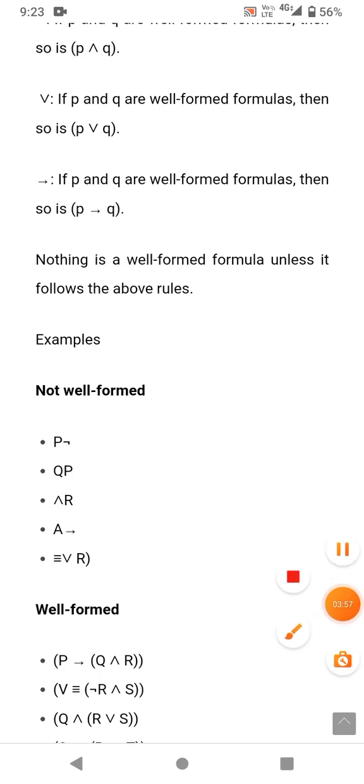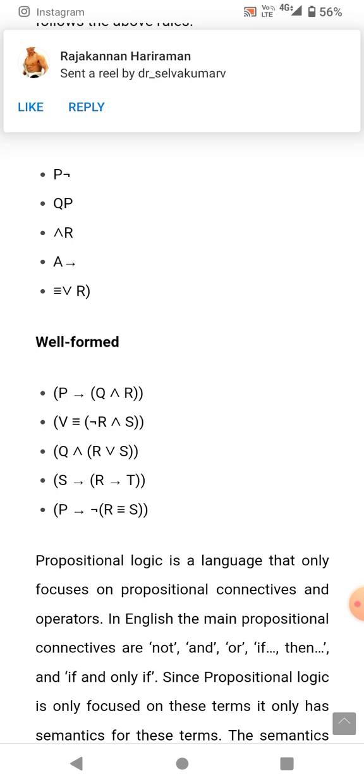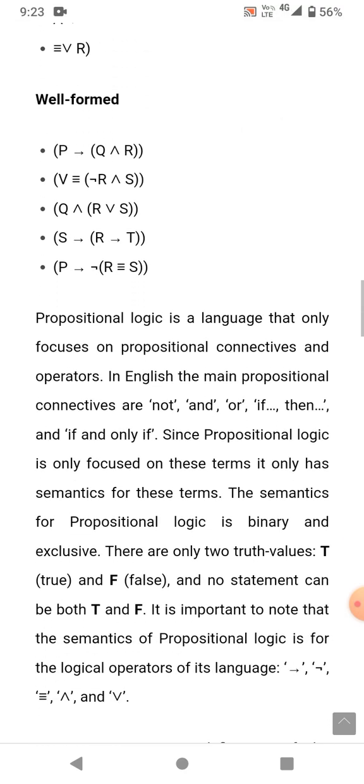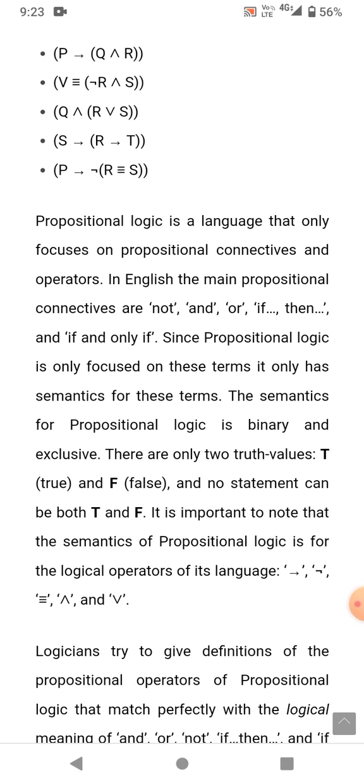Propositional logic focuses on propositional connectives and operators. In English, the main propositional connectives are not, and, or, if then, and if and only if. Since propositional logic is focused on these terms only, the semantics for propositional logic is binary or exclusive.